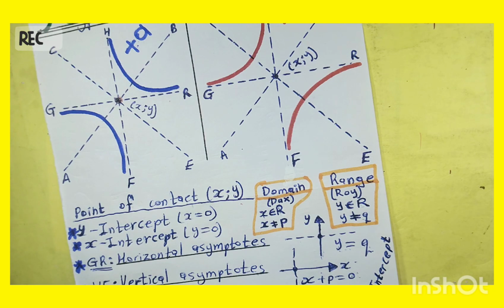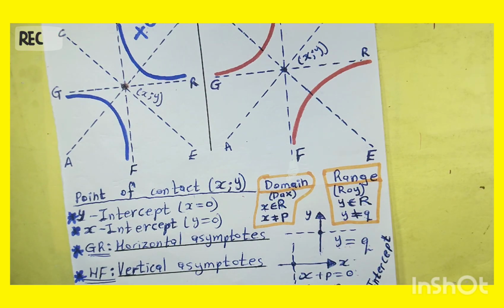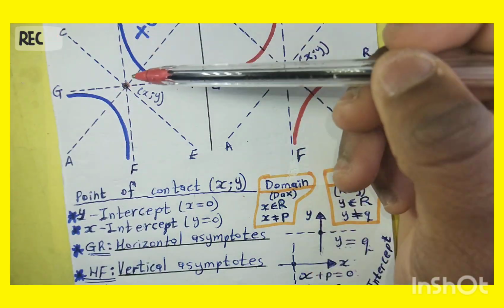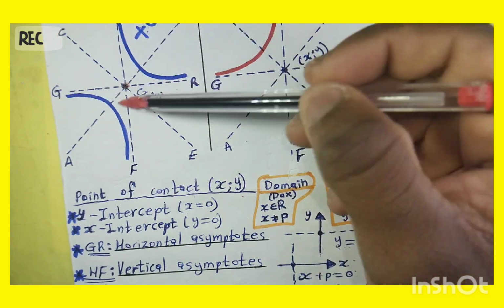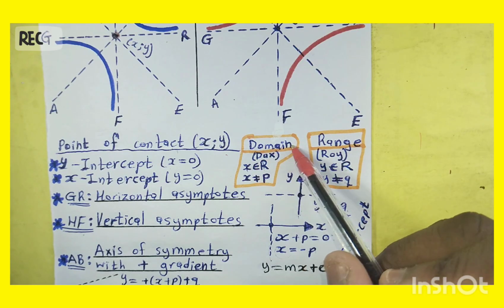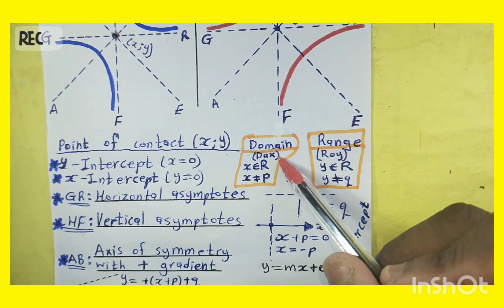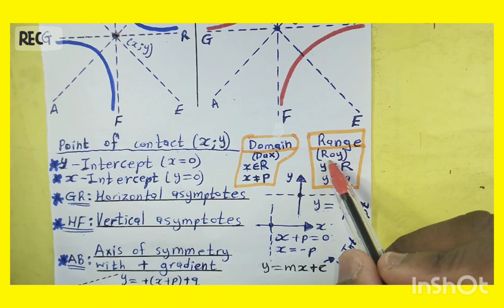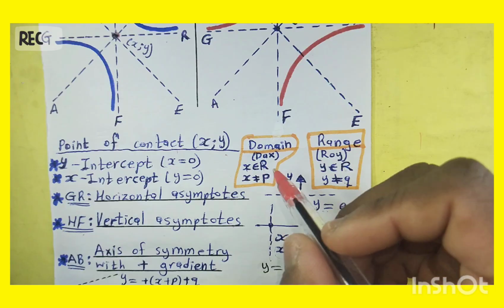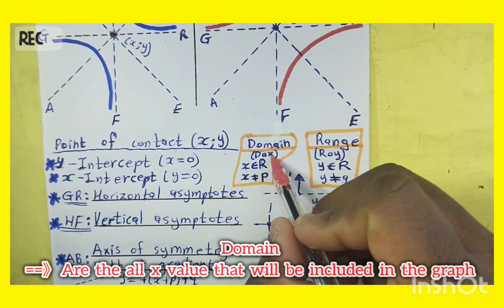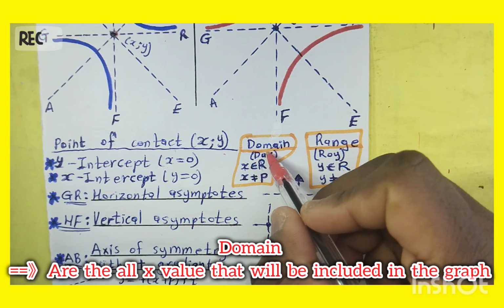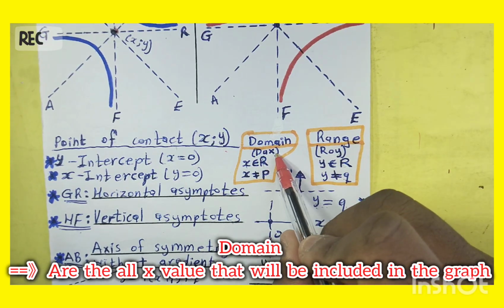So now, I'm done explaining the point of contact, and I'm done explaining asymptotes and the axis of symmetry. Let's talk about the domain and the range. The domain, guys, I will usually call it dex, and the range I will usually call it roide. The reason I call it dex is because the domain is all the x values which will be included in the graph. Domain will be the x values which will be included in the graph.